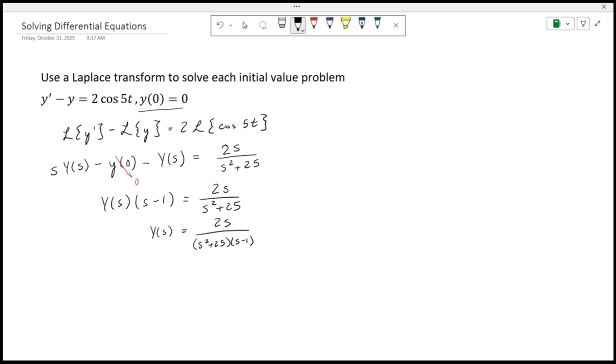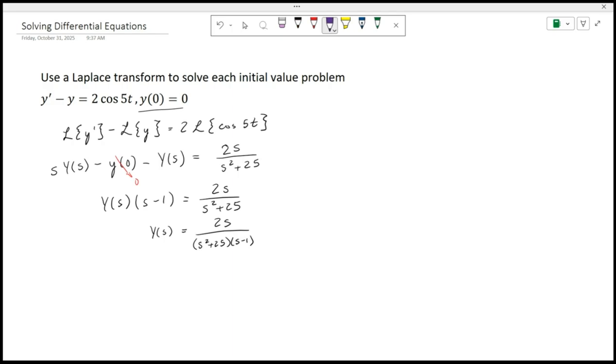Okay, so to finish off this problem, I want to take the Laplace inverse of both sides of this equation. But I'm going to do some work to the right side of this equation so that it's ready to easily apply a Laplace inverse. Right now I have 2 factors in the denominator, and so I want to use partial fraction decomposition to break down this fraction as much as I possibly can to make it easier to find the Laplace inverse using our table.